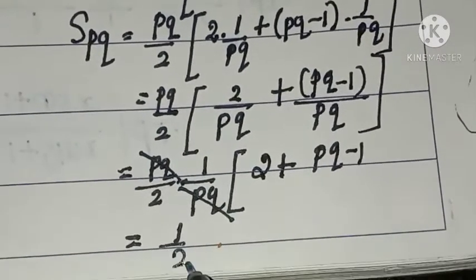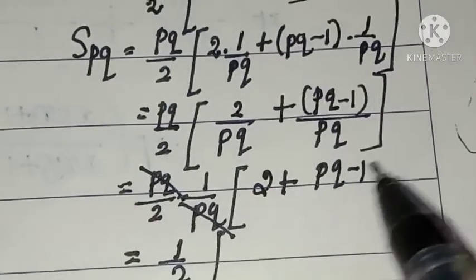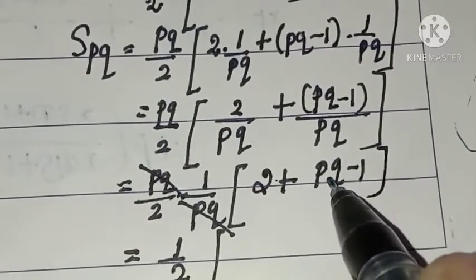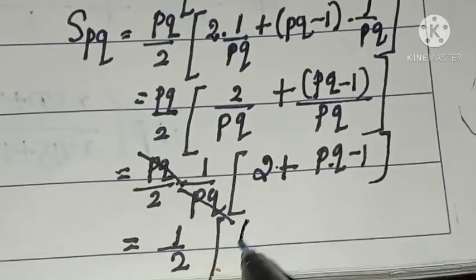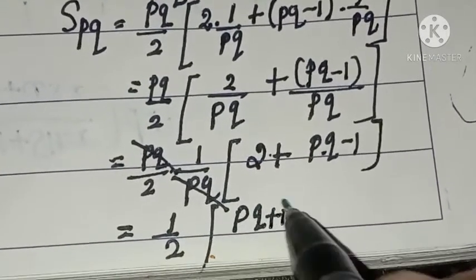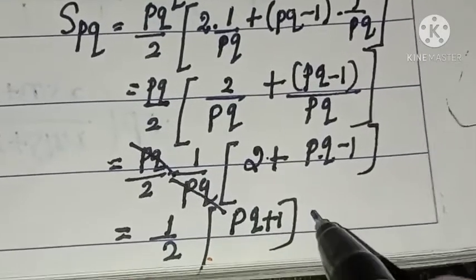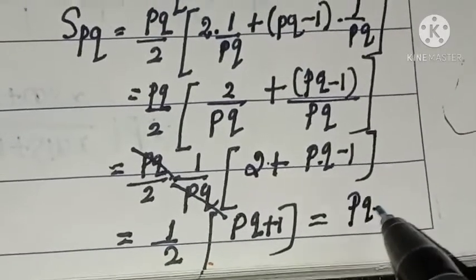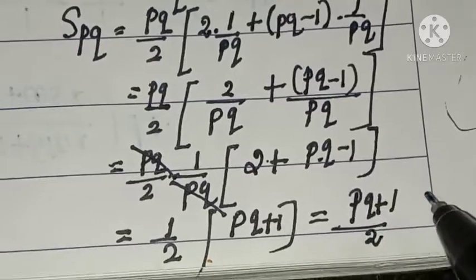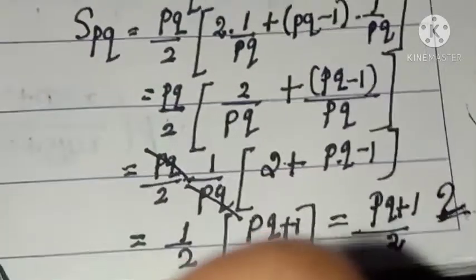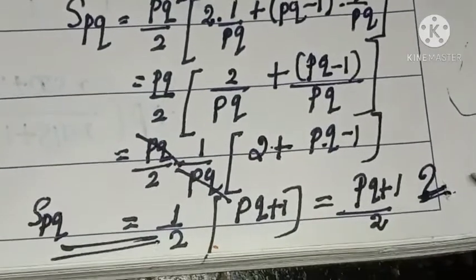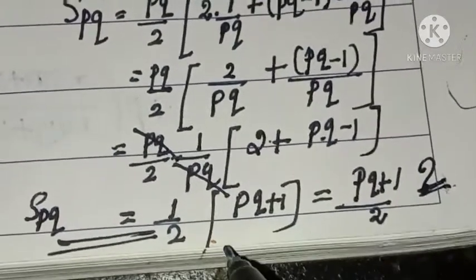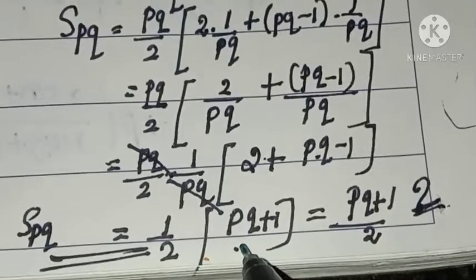So this is 1/2 into, now listen, 2 plus pq minus 1. 2 minus 1 plus 1, so this is pq plus 1. So 1/2 into (pq + 1), or (pq + 1)/2. So we proved S_pq, the sum to pq terms of the given AP, is equal to 1/2 into (pq + 1).